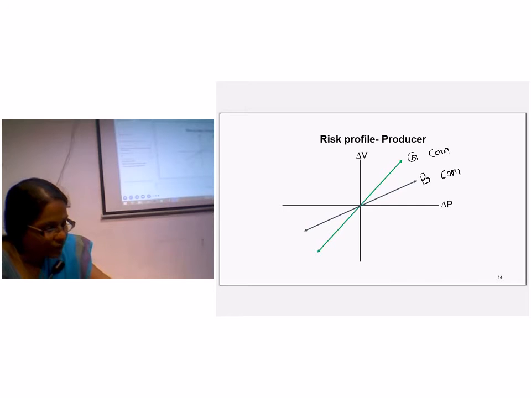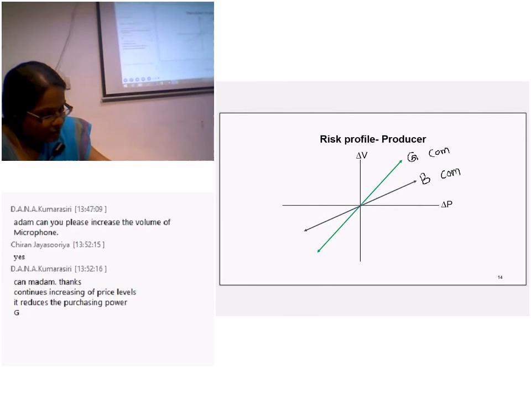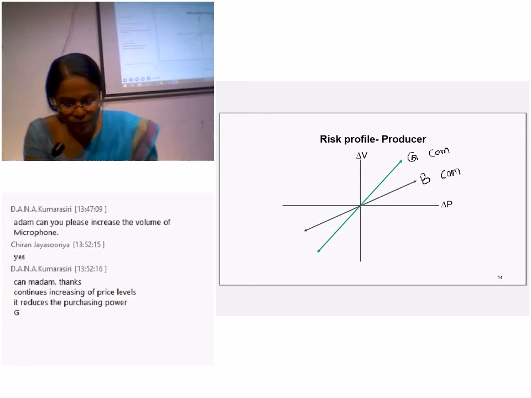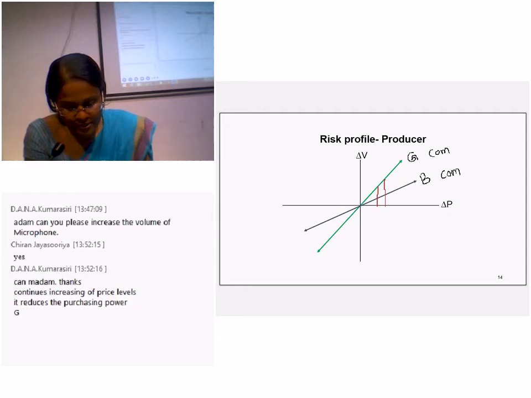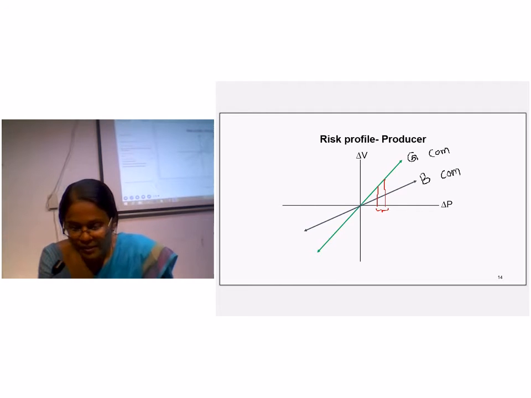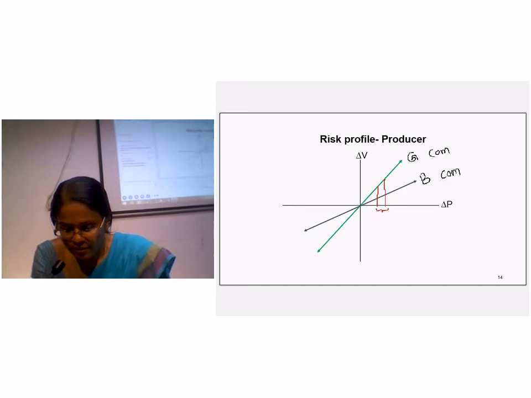I hope I will get the answer from online participants. Which company is the most sensitive? Yes, G company, right? Because the line is steep. The shape of the curve matters: flatter curves represent less sensitivity. Now assume this is the change in price. First I'll consider the black company.